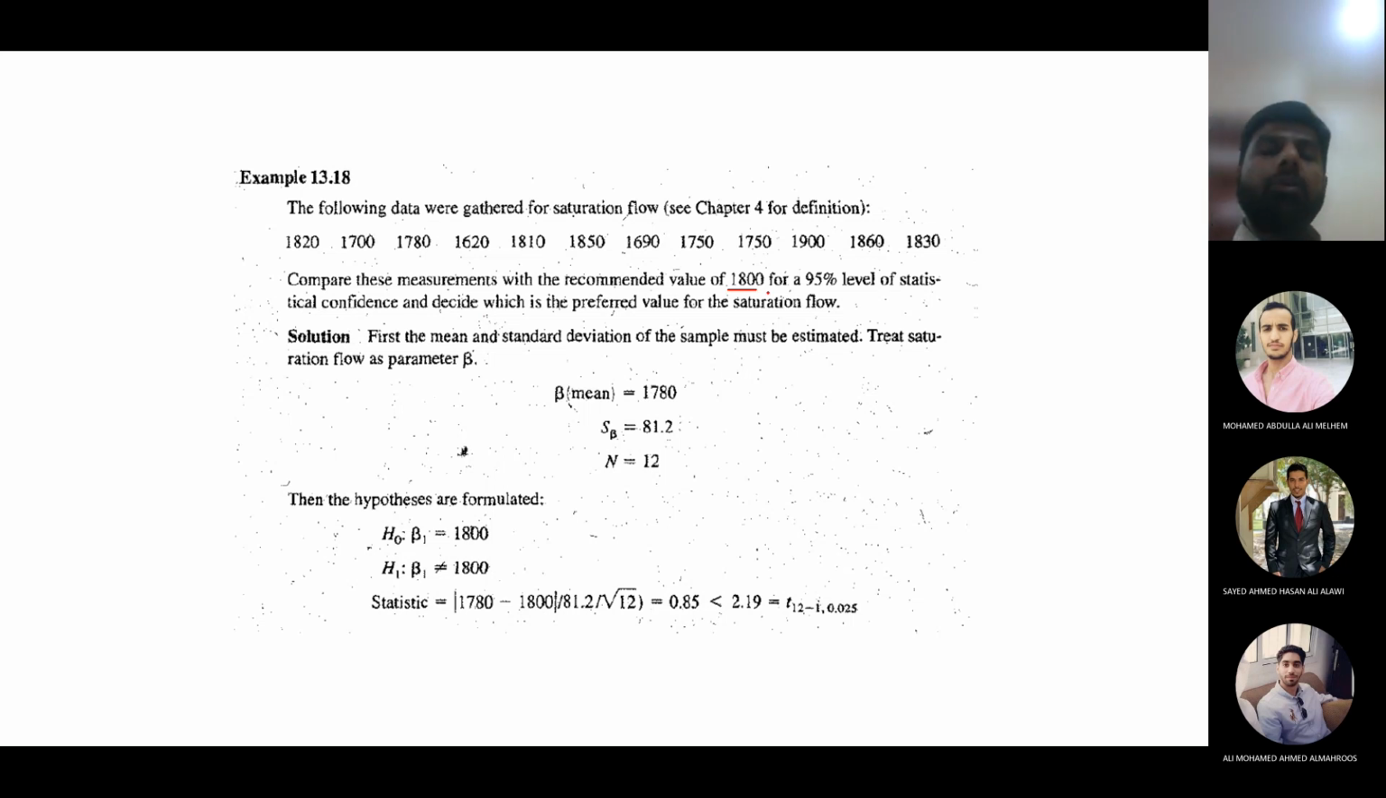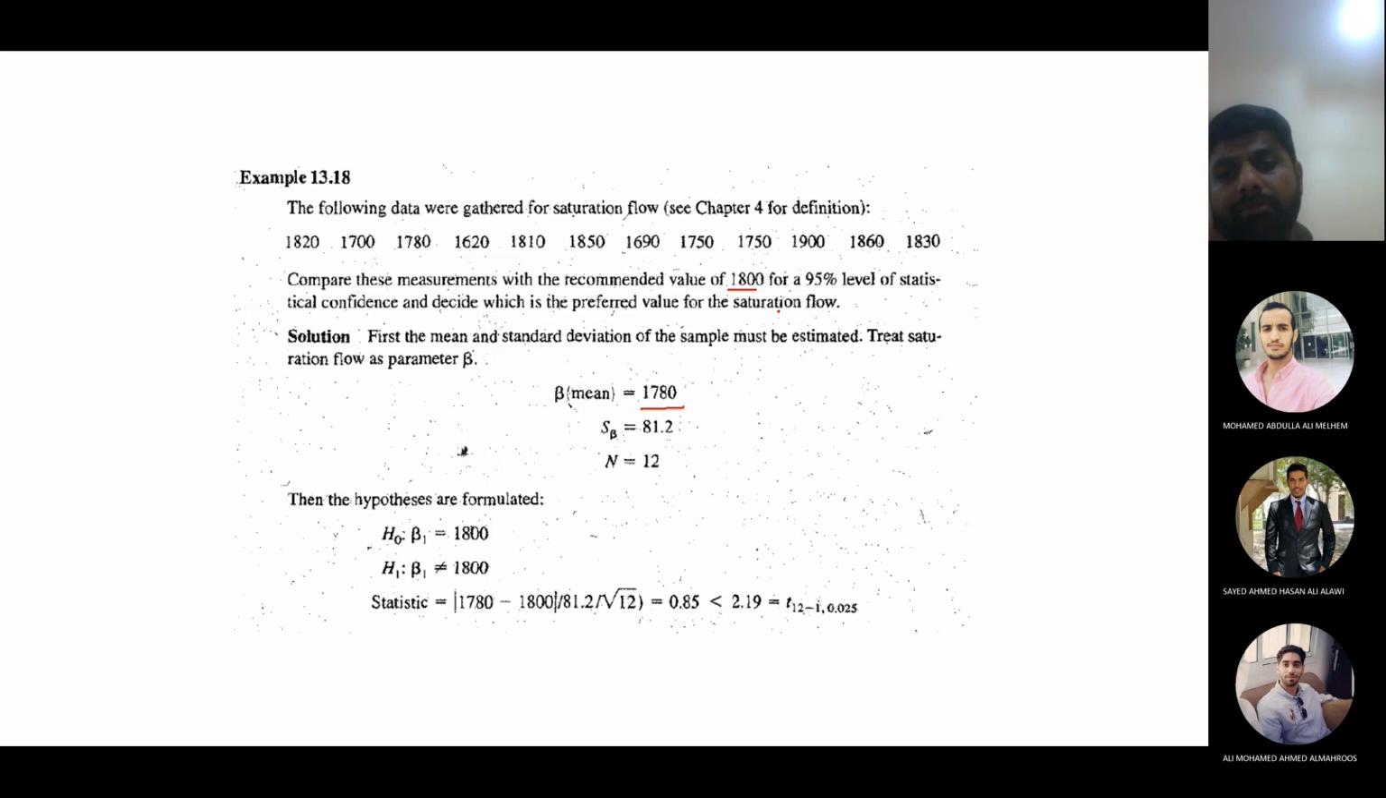And this is the whole concept of the t-test: finding out if the mean value of a parameter equals a given value or not. In this case, the given value is 1800, and we are checking for 95% statistical confidence. So my alpha becomes 5%, I'm allowing 5% error. First of all, we will calculate the mean value of the saturation flow rate, which comes out to be 1780. And we will calculate a standard deviation for this data set.